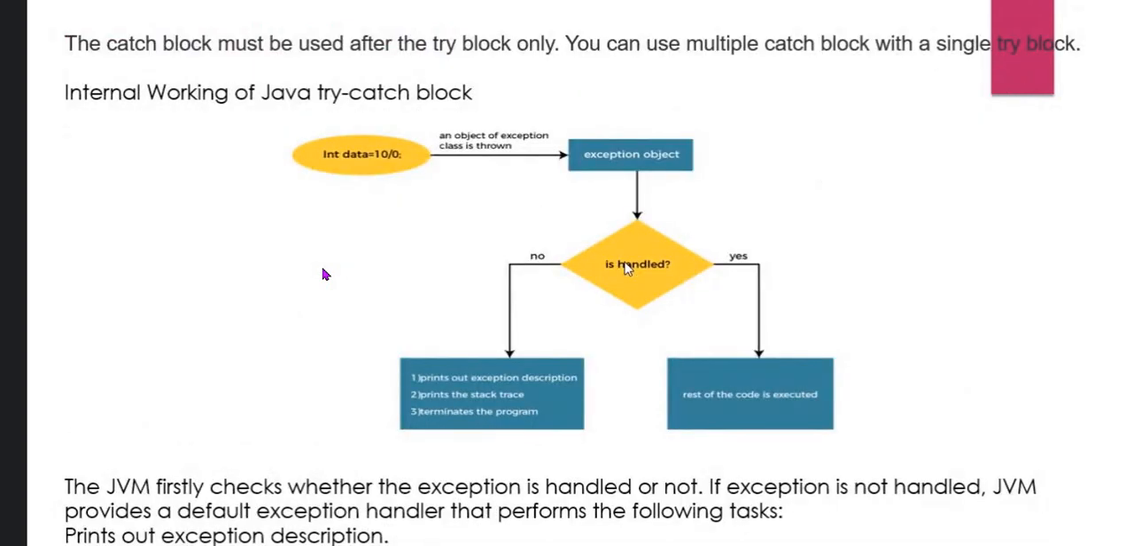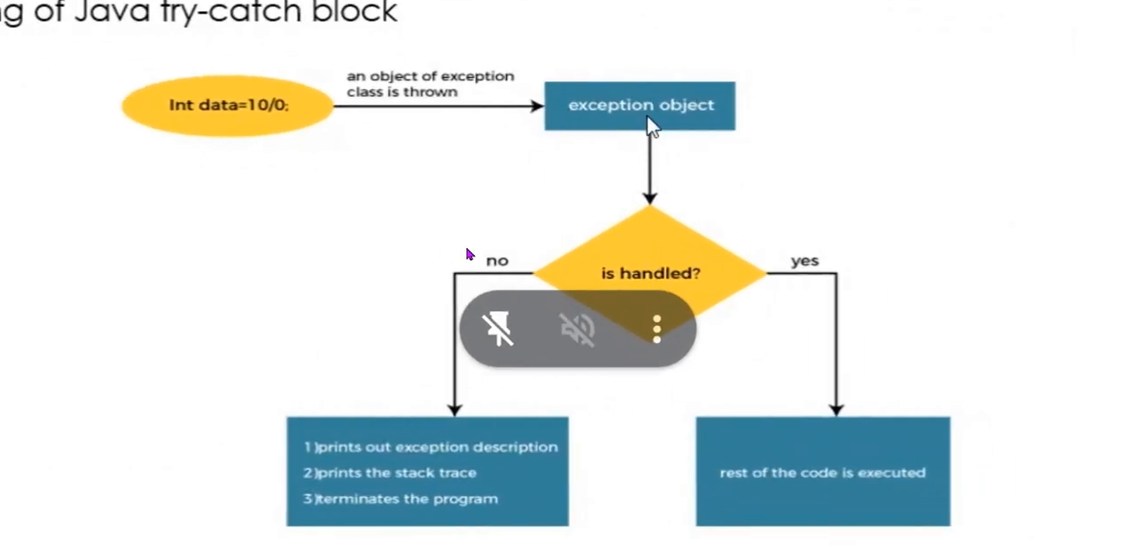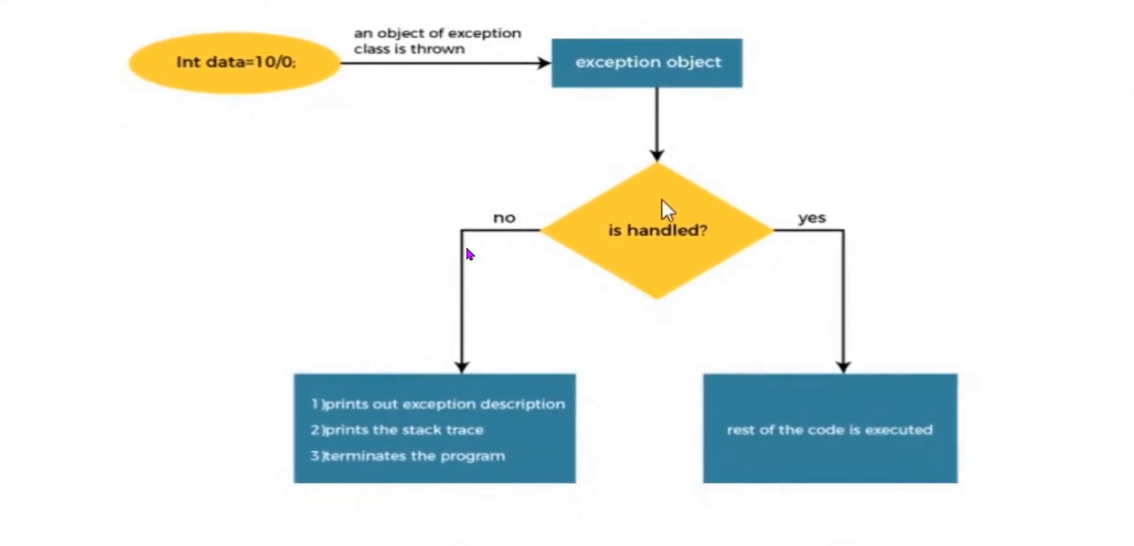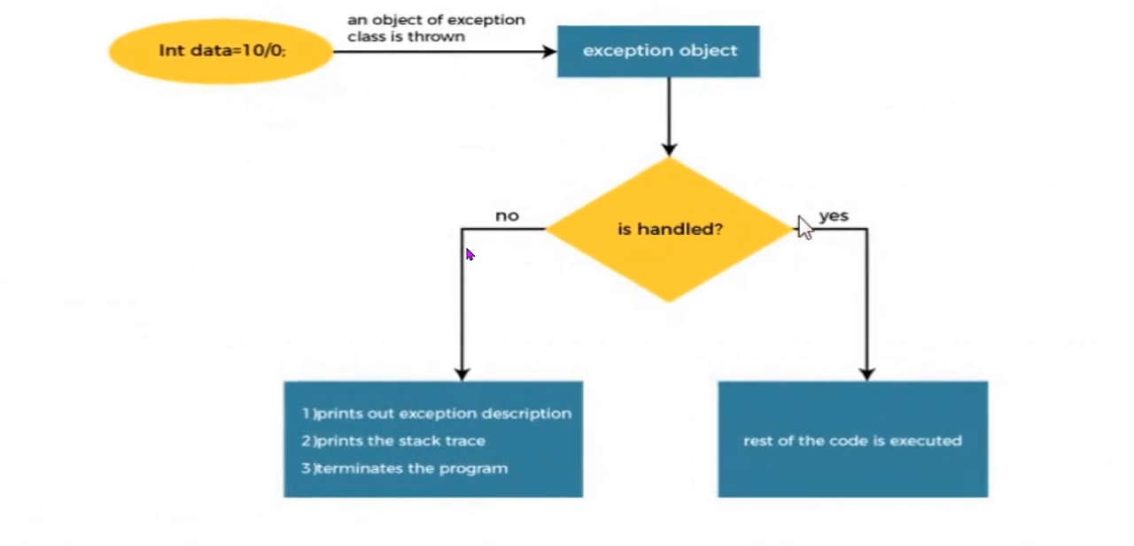So the next one is the catch block, the internal working of a Java try catch block, how the internal working goes. I have taken an example like int data = 10/0. An object of exception class is thrown. If it is handled, then the rest of the code is executed. I have done a program, sir. If not, it prints out the exception description, prints the stack trace, and terminates the program.